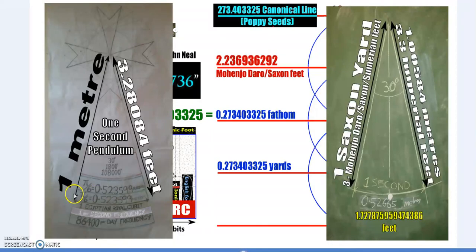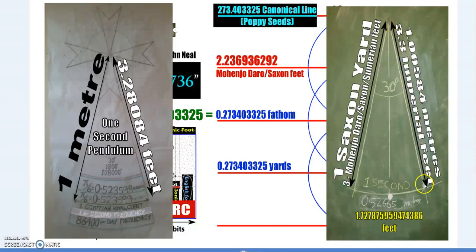Okay, so now we have the 1 meter, or the speed of light meter. Remember 30 degrees, which is the Templar cross, as you can see here. The geometry, the astronomy, the measurements, the sacred numbers, the architectural numbers, systems of measure we still use now are just linked wonderfully through margins of error. Okay, so I mentioned the canonical line. 1 meter is 273.403325. Exactly the same number, just shift a decimal point, poppy seeds or line.